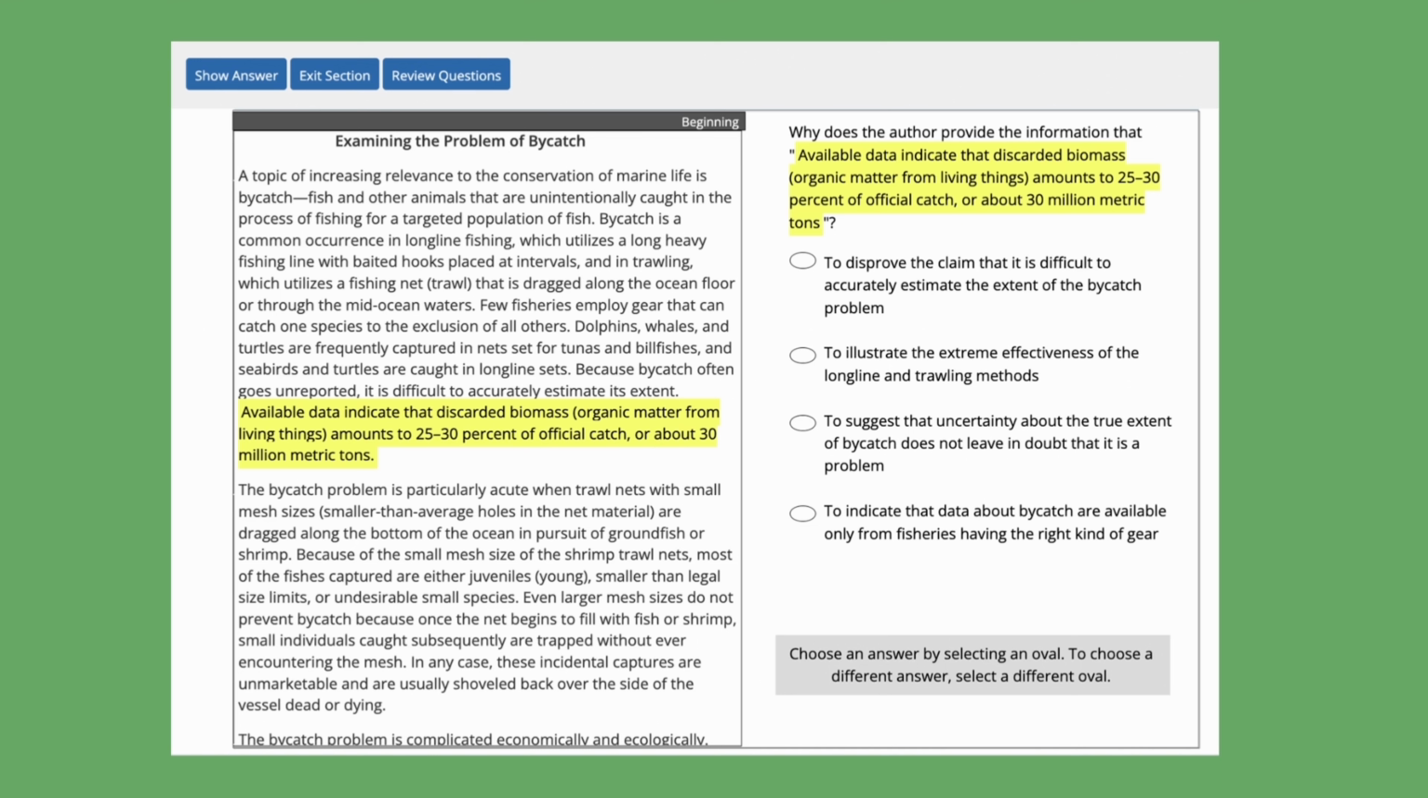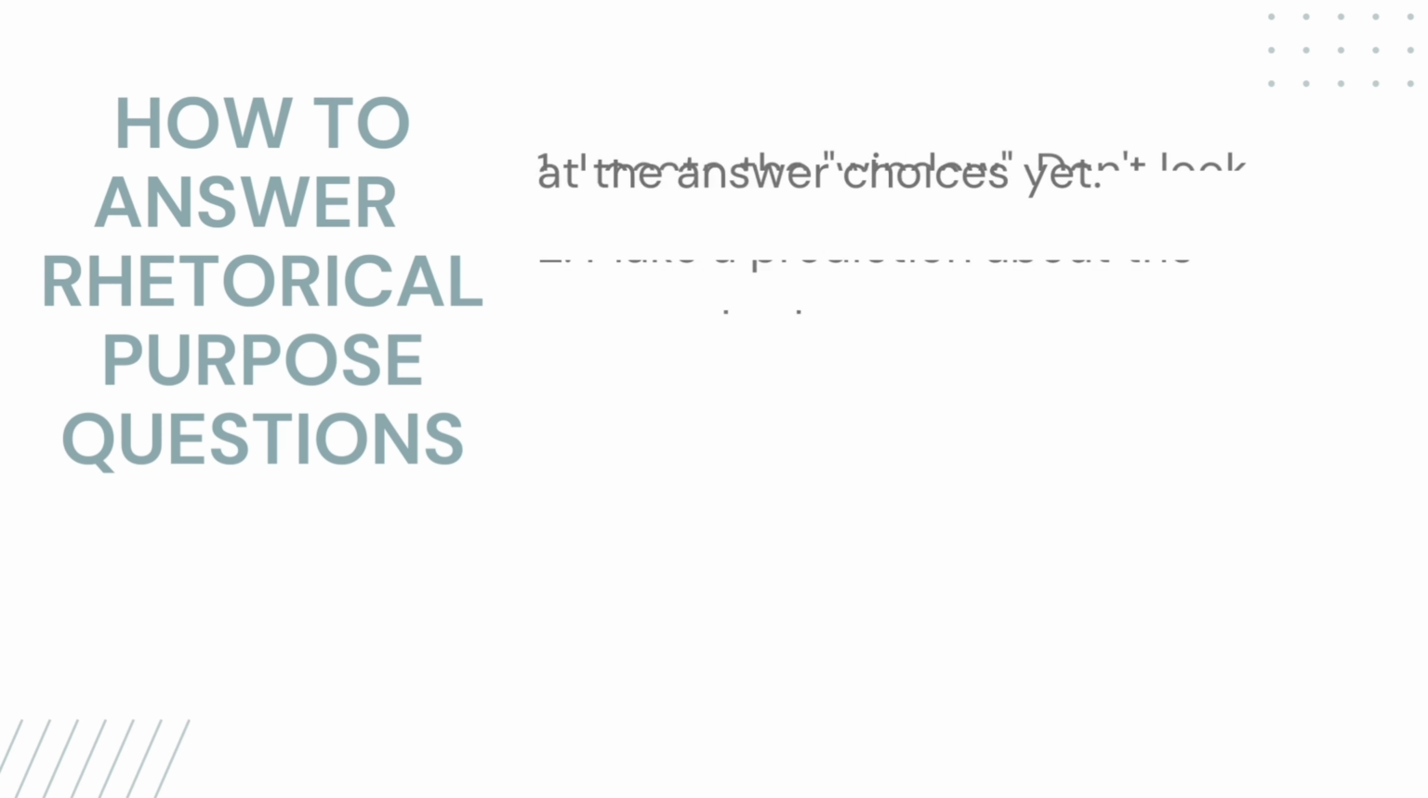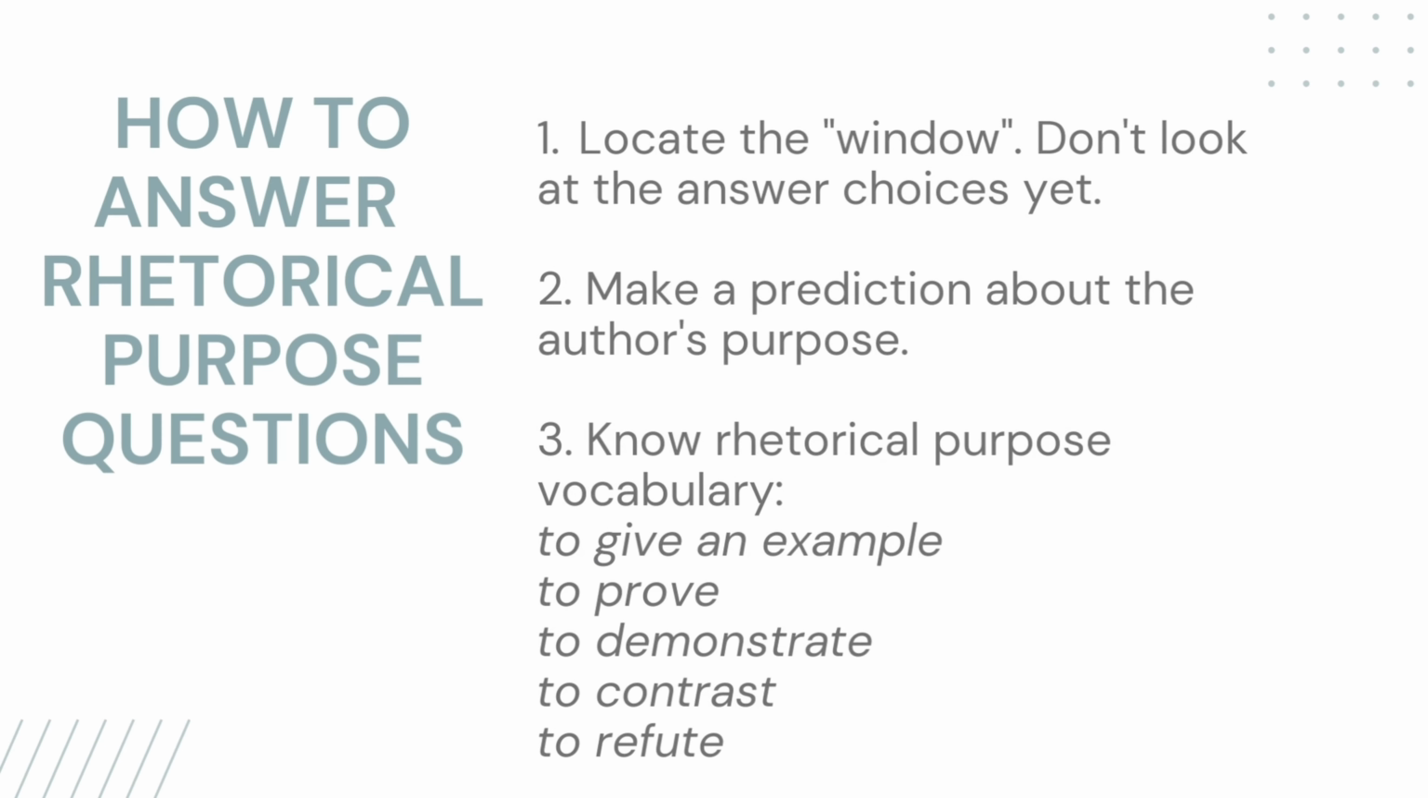This is what it looks like on the test. Why does the author provide the information that, and then gives you the highlighted sentence here. So again, it's going to use words like why, or in the example that we're going to do, in order to. Here's how to answer rhetorical purpose questions. Step number 1, locate that window. Remember, the window is the sentence or the sentences that contain the answer. And don't look at the answer choices yet while you're locating where the answer might be in the passage.